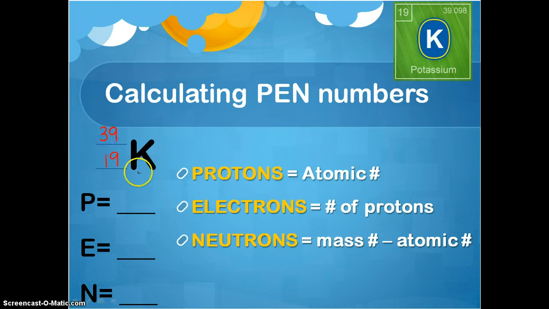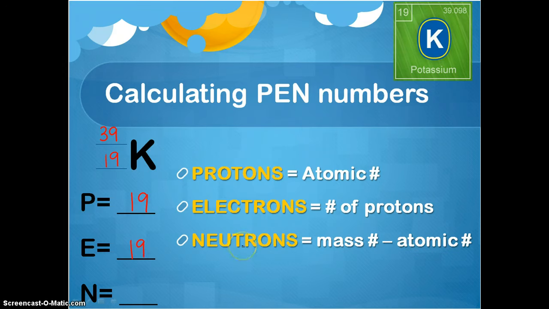So I've written my symbol. Now I'm going to calculate the protons, electrons, and neutrons. Protons very easily is going to be equal to the atomic number. So my bottom number is 19, so that means I have 19 protons inside an atom of potassium. For electrons, electrons are going to be equal to the number of protons. So whatever protons are, electrons are going to be that same number. So protons are 19, electrons are 19.